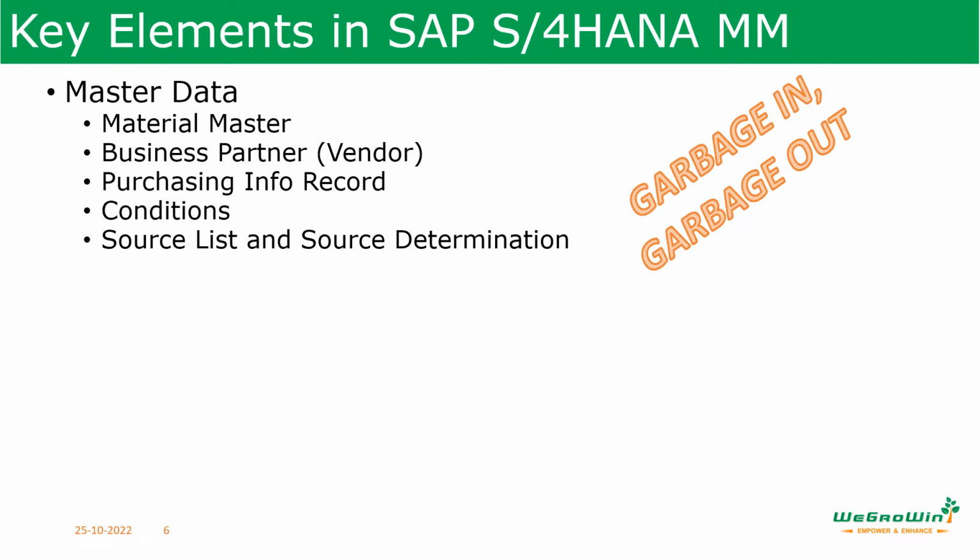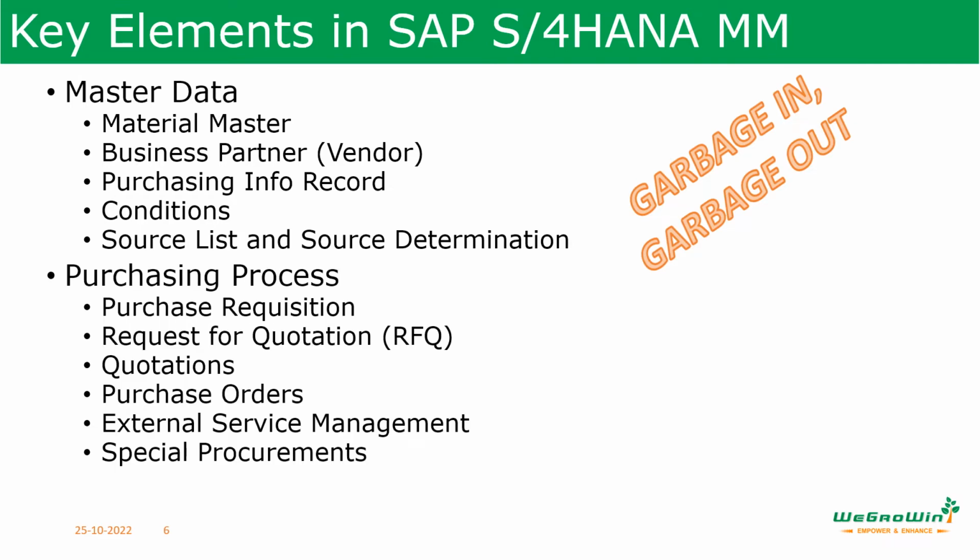So what are the master data we are going to use? One is the material master, and then business partner. Earlier it was just vendor master, now it is business partner. And then we have purchase info record, the conditions, source list, and the source determination. These are the master data defined in SAP S/4HANA MM to do the procure to pay process.